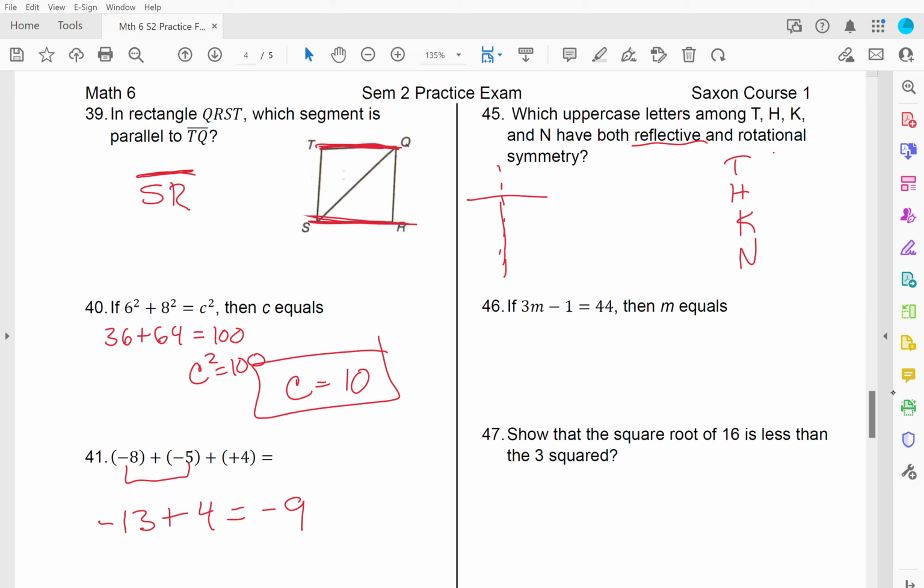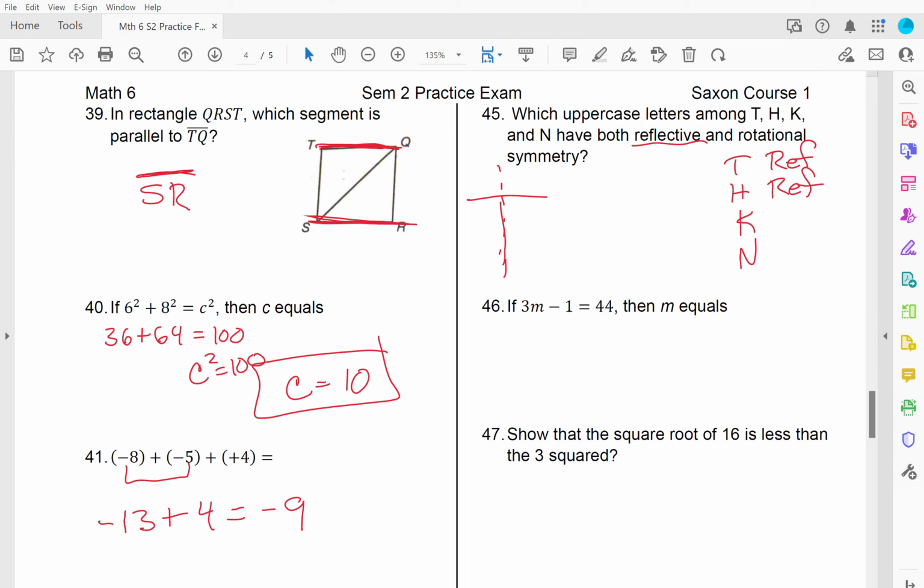Let's see, we said T had reflexive. H has reflexive. K definitely does not. And N doesn't. No, I think I'm just going to write what it does have. Don't worry about what it doesn't have.